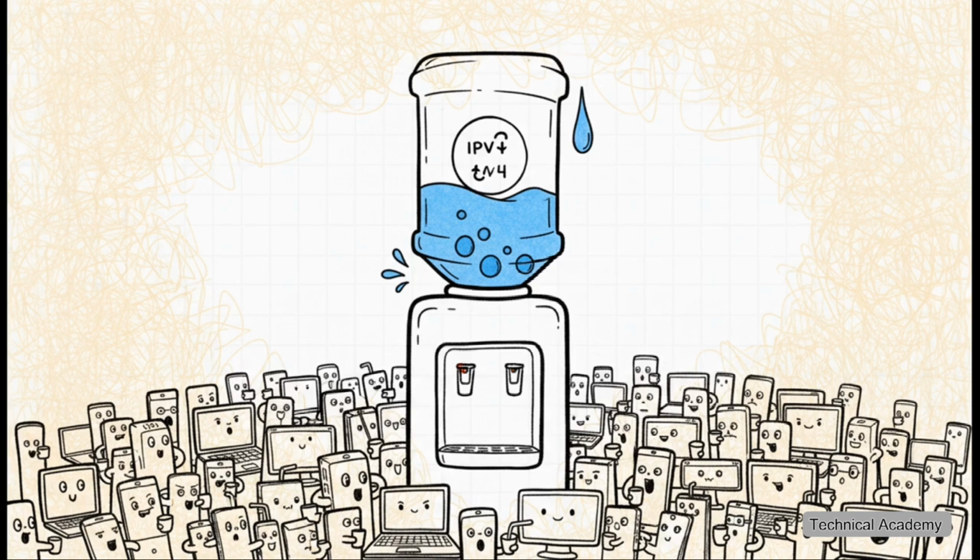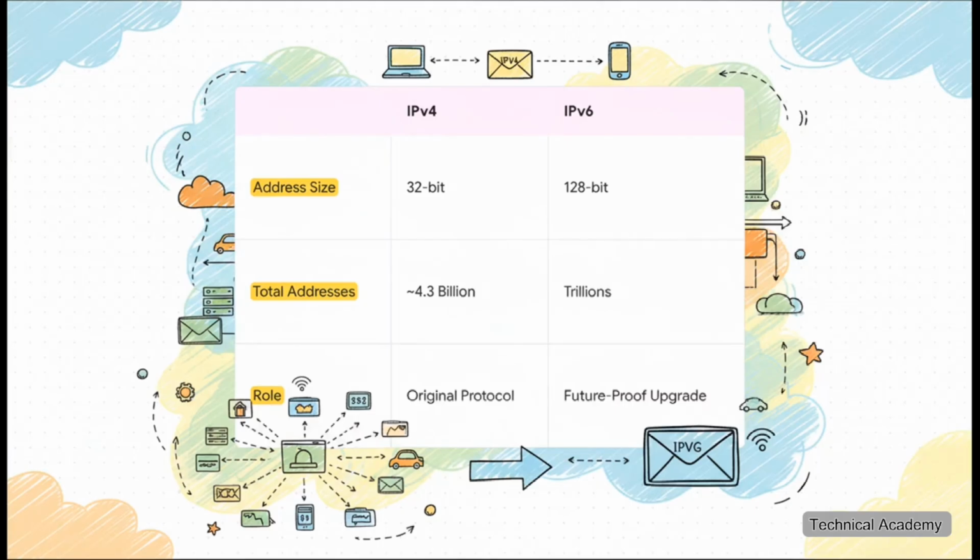To keep the internet from hitting a wall and stop growing, it needed a fundamental upgrade. And the solution? It's called IPv6. And just look at the jump here. We went from a 32-bit address system in IPv4 to a 128-bit system in IPv6. Now, the difference isn't just double or triple. We're talking an exponential explosion.